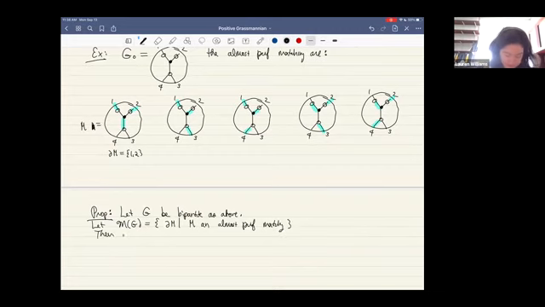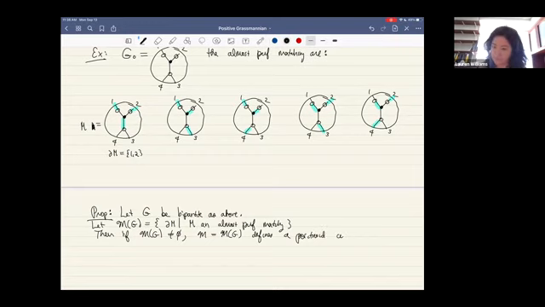Then if this set is non-empty, then this collection of k element subsets of 1 through n defines a positroid cell.